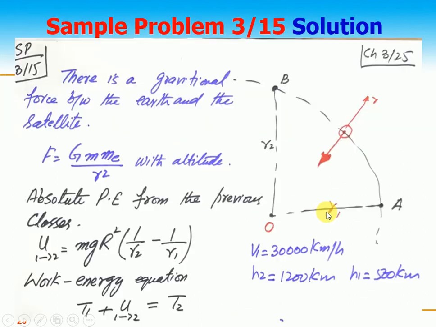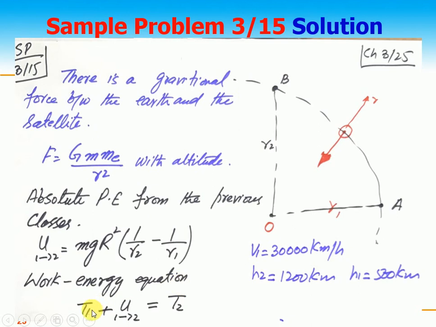Here we have R1 and here we have R2. The only force between these two is the gravitational force. According to Newton's law of gravitation, the force is G times the mass of the satellite and the mass of the Earth, over r squared. We know that the work done from 1 to 2 is m g R squared times 1 by r2 minus 1 by r1, from previous knowledge. The velocity v1 is 30,000 km per hour, h2 is 1200 km, and h1 is 500 km.